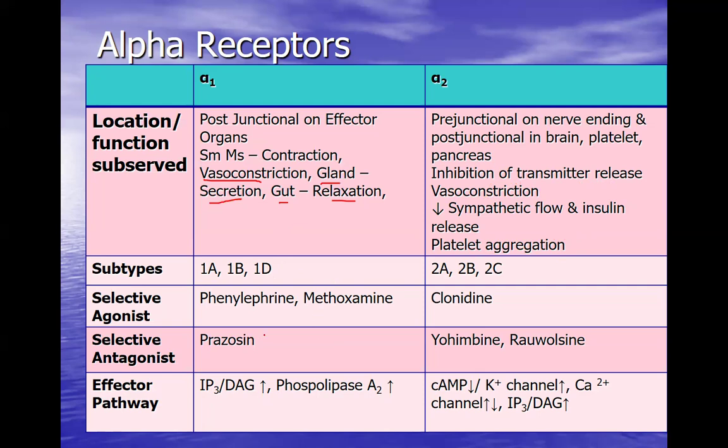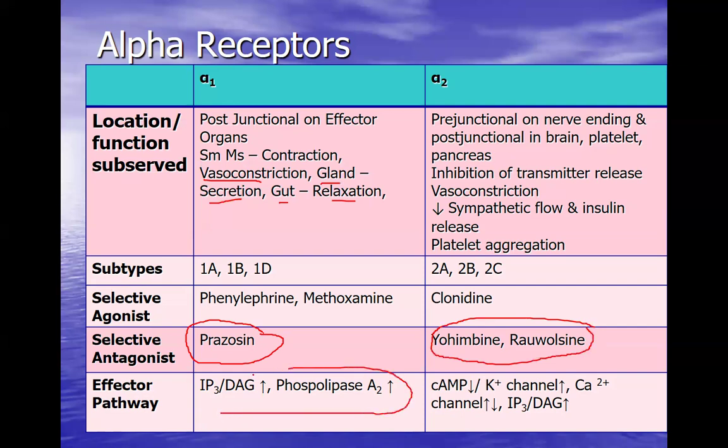The selective antagonist for the alpha 1 receptor is prazosin, whereas the selective antagonists for the alpha 2 receptor are yohimbine and rauwolscine. This is the effector pathway: the IP3 DAG pathway is activated for alpha 1 receptors, and a decrease in cyclic AMP or opening of potassium channels is the pathway for alpha 2 receptors. These receptors are activated by the neurotransmitters adrenaline or noradrenaline.